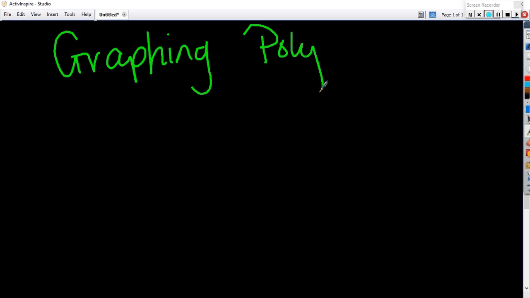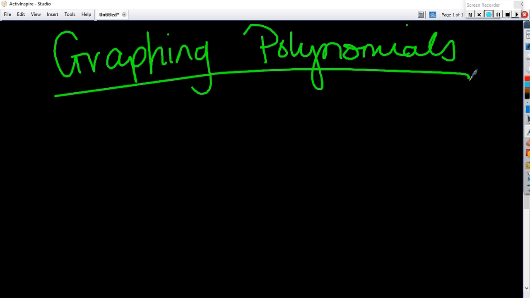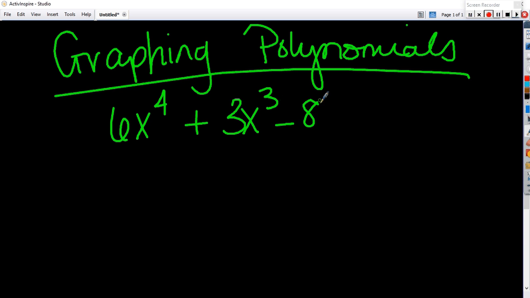Graphing polynomials. So tell me, because we talked about it when we factored polynomials, what is a polynomial? Anybody at all? More than one x term, yes. So it's something like 6x to the 4th plus 3x to the 3rd minus 8x squared plus 2.